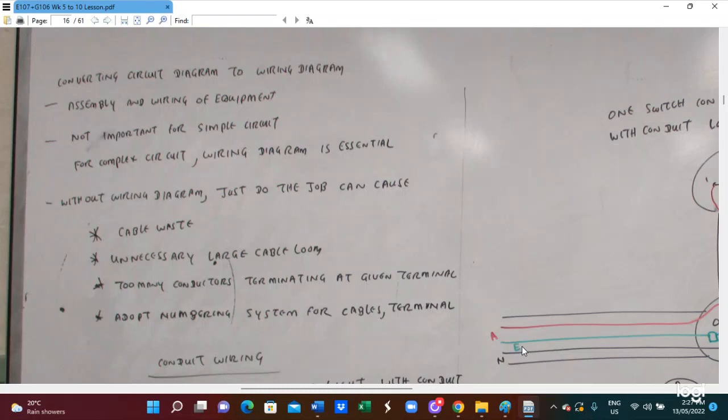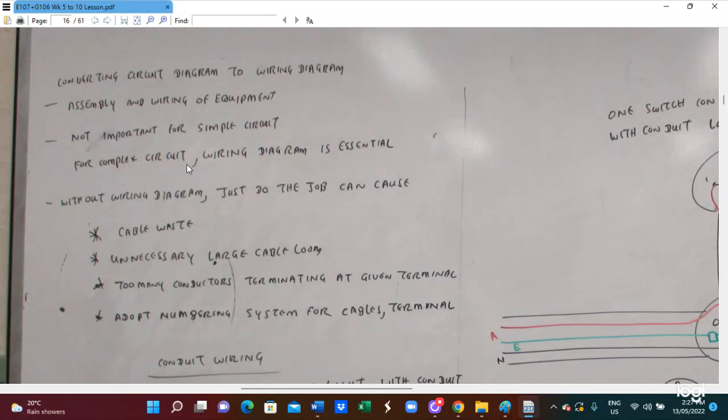Today we are talking about Trade 2, Electrical Trade 1. We are talking about converting the circuit diagram to the wiring diagram. When you convert the circuit diagram to a wiring diagram, it can include the assembly and the wiring of the equipment, or it is not important for a single circuit.